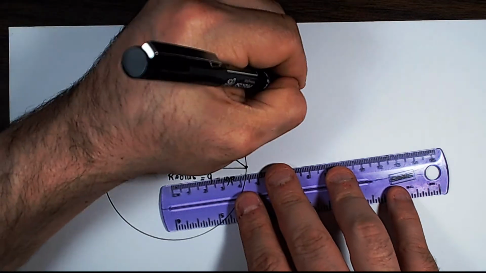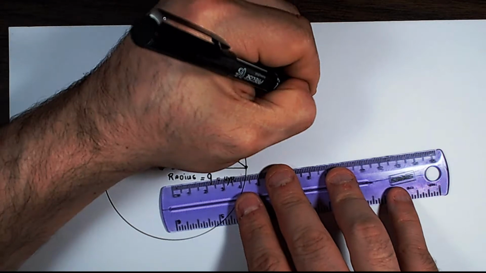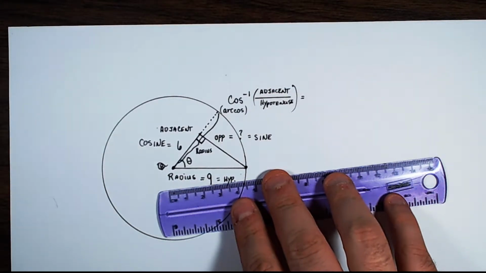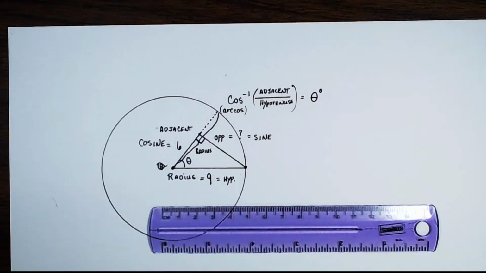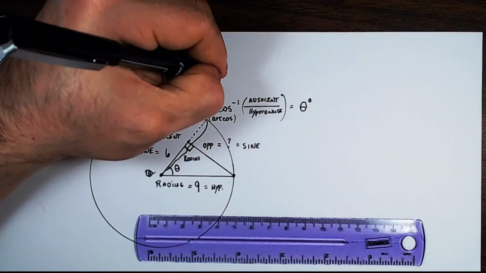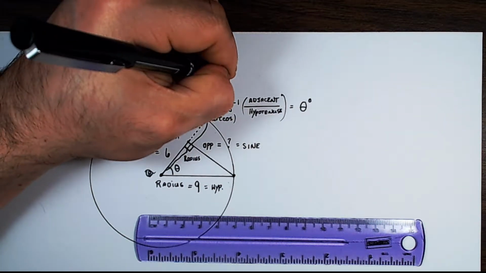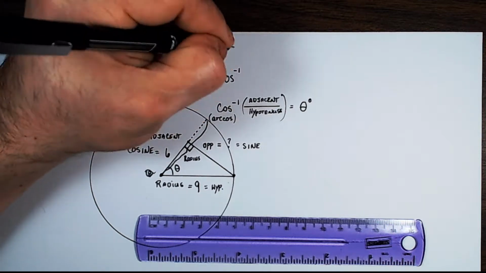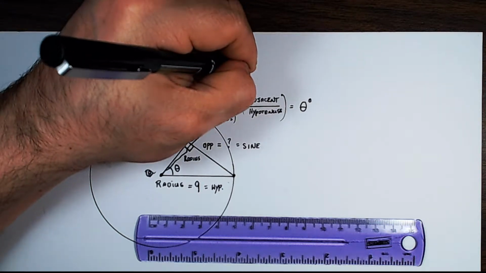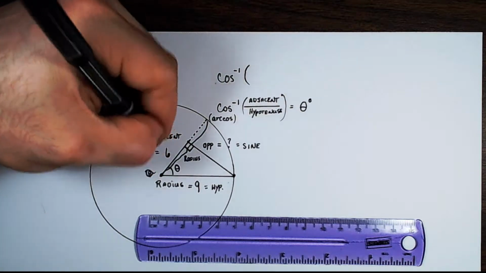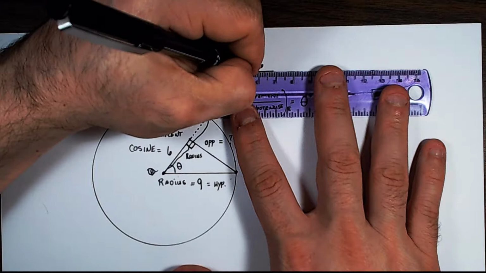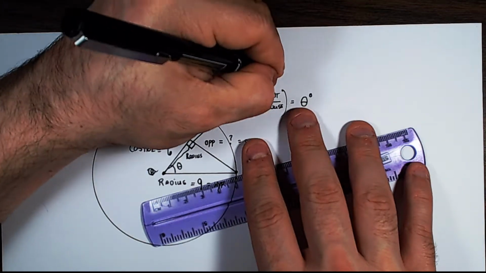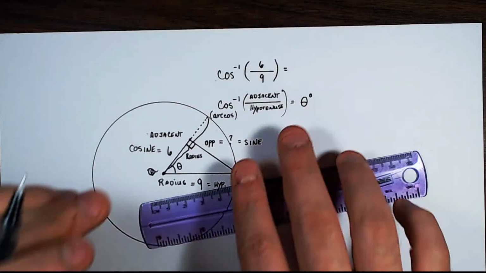And remember what it's going to output. This is going to output the angle theta in degrees, if we have our calculator in degree mode. Okay, so let's actually stick values in there. So arc cosine, or inverse cosine, open paren, use the adjacent side length of 6 and the hypotenuse length of 9, and this is going to output an angle.